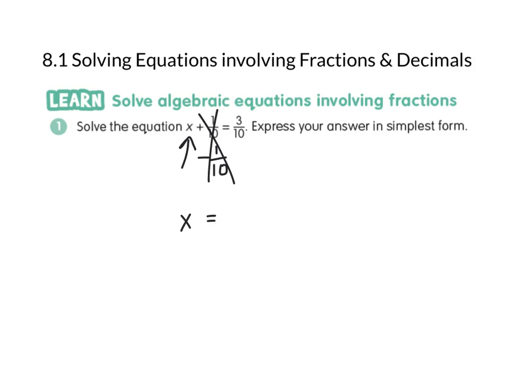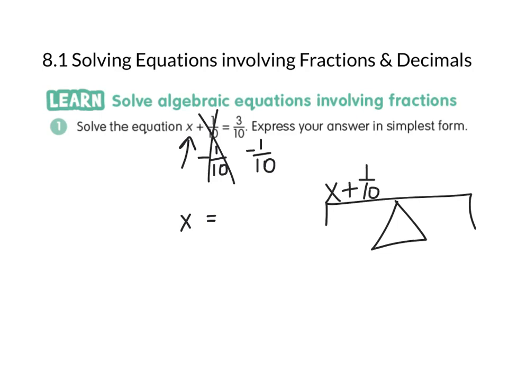But when I subtract 1/10 on the left, what do I also have to do on the right? I also have to subtract 1/10 on this side. Because remember, an equation can be set up kind of on a scale like this. You have x plus 1/10 on one side, you have 3/10 on the other side, and you need your scale to be balanced. So if you take something away from this side, you have to take away the same thing on this side in order to keep it equal.